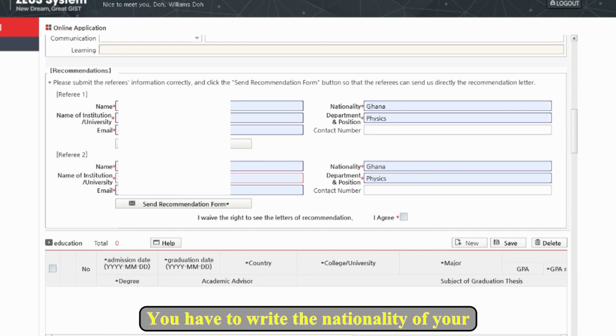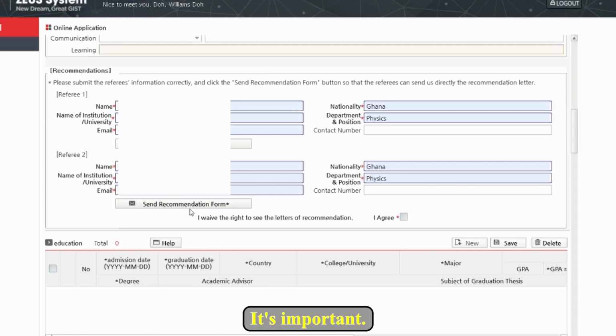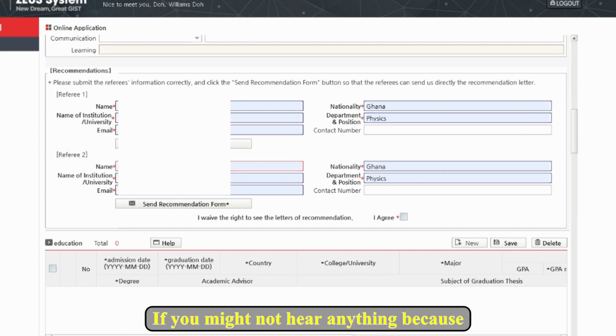You have to write the nationality of your professor, especially your supervising professor or the professor who is issuing you a letter of recommendation. You have to input their email address, and this is where it is important. After inputting all of this information, including their contact numbers, take note that I will blur some of this information because I don't want YouTube to flag the video. It is important to make sure you click on send recommendation form 2 times, on referee 1 and referee 2. It's important. Know that in some areas where I'll call names, I would equally make sure I flag it. You might not hear anything because I don't want YouTube to block the video.